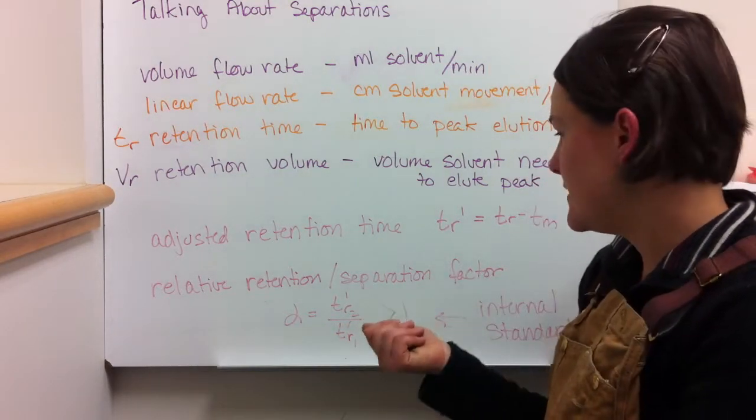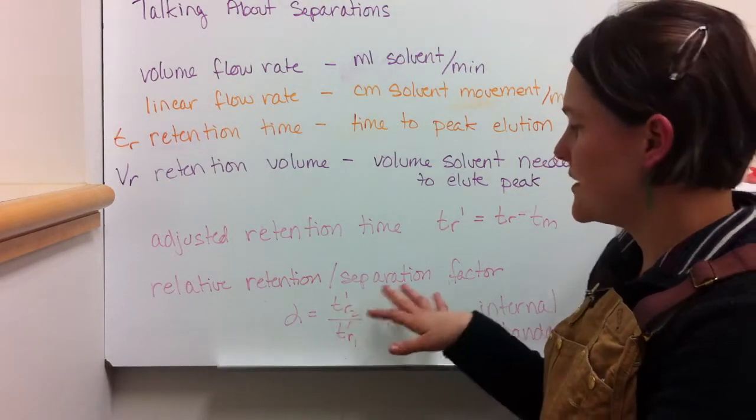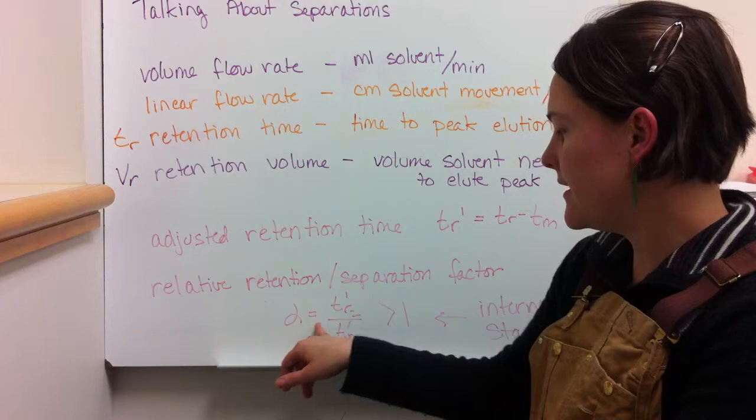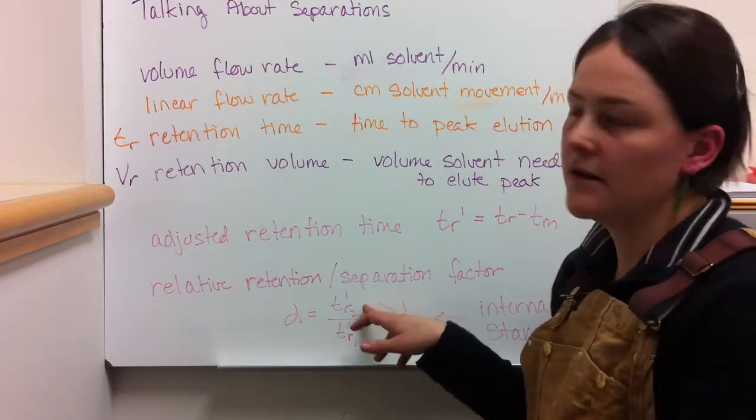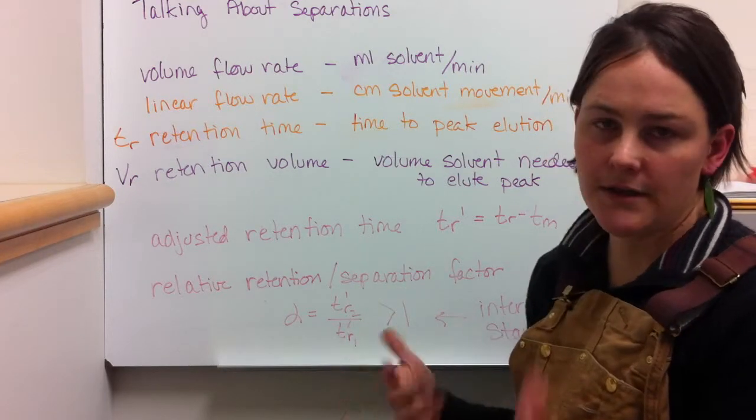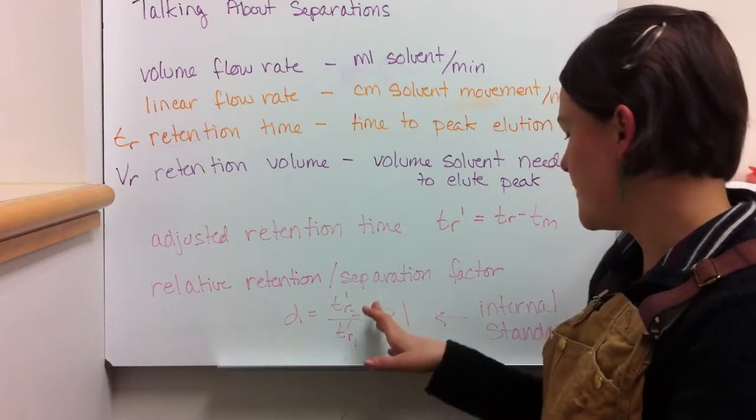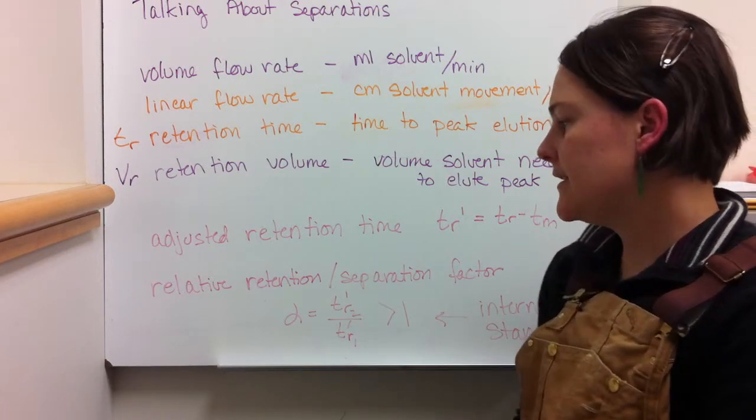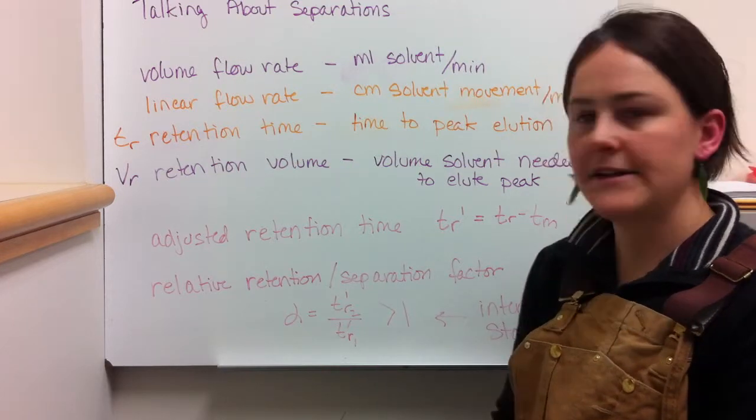You can also talk about relative retention or separation factor, and that's alpha equals the relative retention of one component versus another component. It's always greater than 1, so however you arrange your numbers, it should be greater than 1. And basically, this is something that you would use like an internal standard.